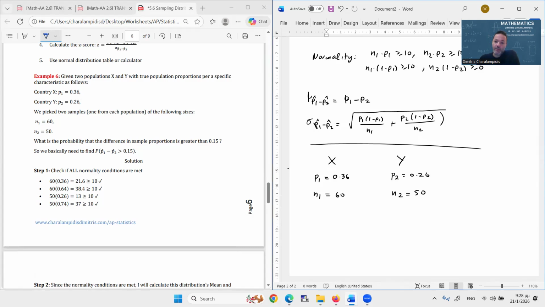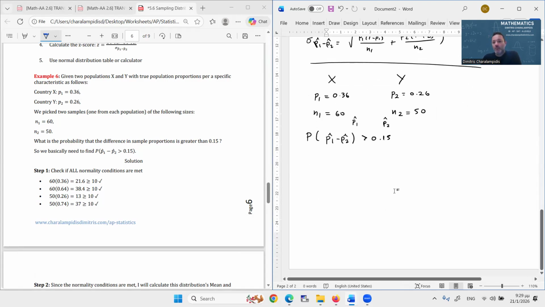I want to see what is the probability that the difference of the sample proportions, p1 hat minus p2 hat, taken by these two samples, is greater than 0.15. Okay, before we do anything, we have to check if normality conditions are met. If they're not met, that's all. We should stop here.